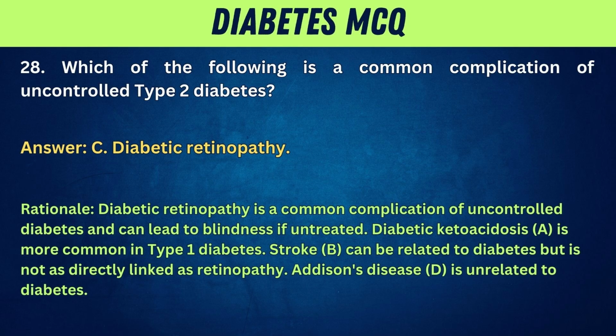Rationale: diabetic retinopathy is a common complication of uncontrolled diabetes and can lead to blindness if untreated. Diabetic ketoacidosis, A, is more common in type 1 diabetes. Stroke, B, can be related to diabetes but is not as directly linked as retinopathy. Addison's disease, D, is unrelated to diabetes.